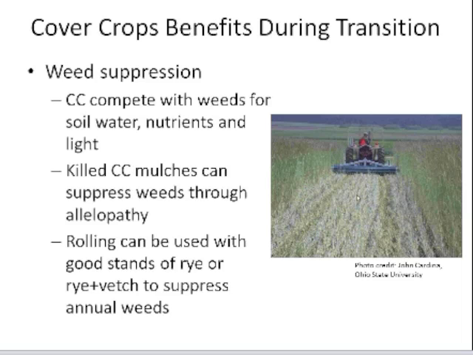Here we have a picture of one way of managing the rye cover crops through a process called rolling. And this can be used if you have good stands of rye or rye vetch or rye mixed with some other legume. And it is useful for suppressing small seeded dicots and other annual weeds. However, you should be cautioned that if your main weed problems are deep-rooted perennials, particularly thistle and giant ragweed, rolling will not offer the level of weed management that it could in other situations.